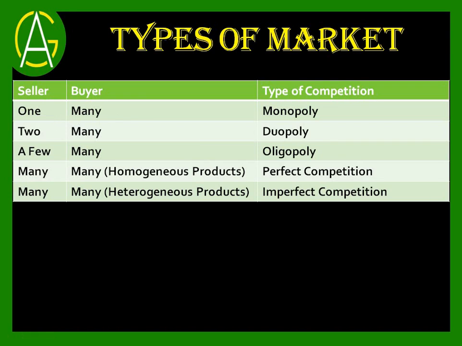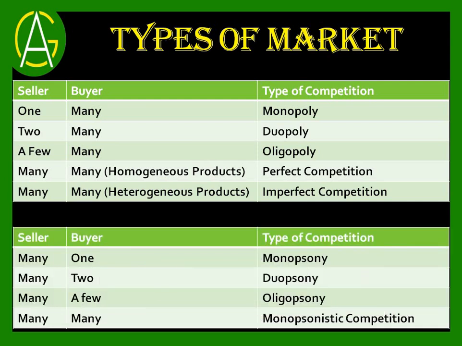Now let us see from the viewpoint of buyers. When there is competition on the buyer's side, sellers are many but there is only one buyer, it is considered as monopsony. This kind of market is termed as monopsony market. Here friends, you can note that poly stands for seller and sony stands for buyer. So monopsony, mono means one and sony means buyer.